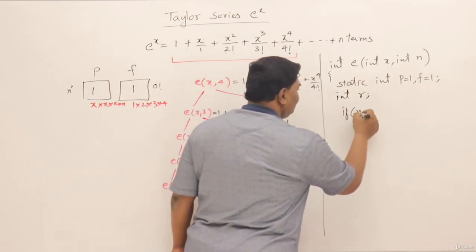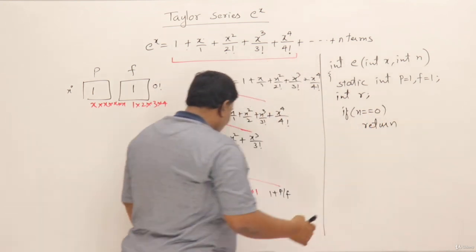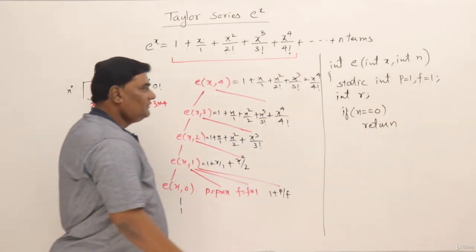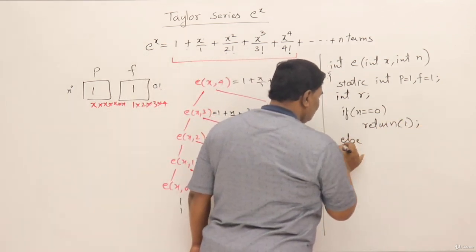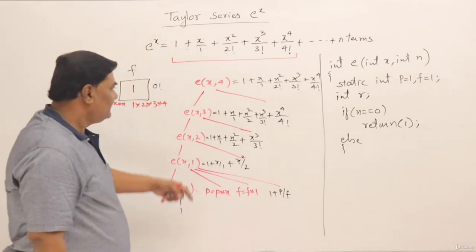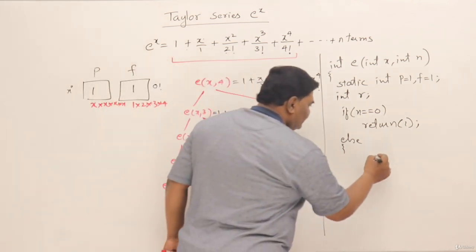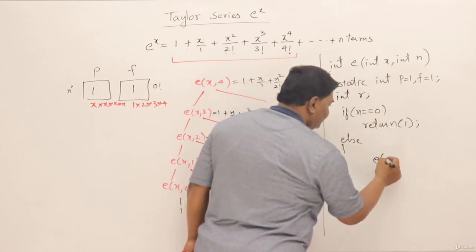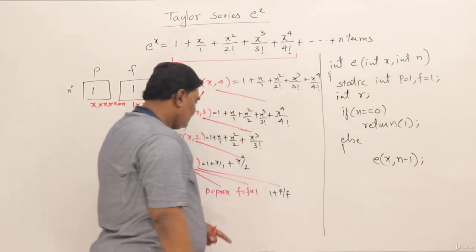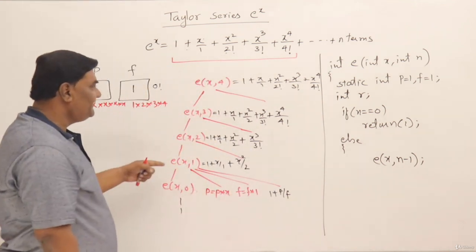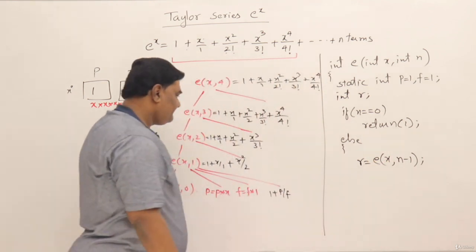If n is equal to 0, then when n is 0, it is returning 1. Return 1. Else, what are the steps? First, call itself. So e, x is as it is, and n minus 1. The result of this function should be taken in some variable. So for that I have taken a variable r. Let it be in r.